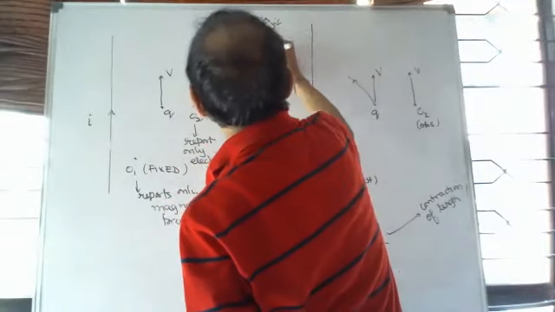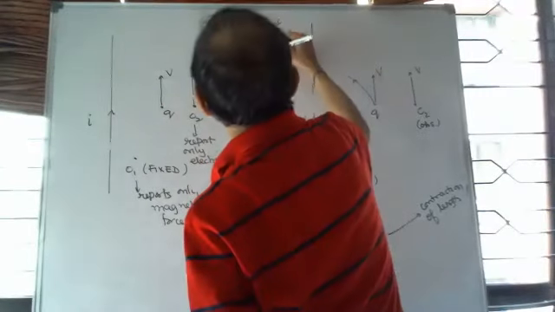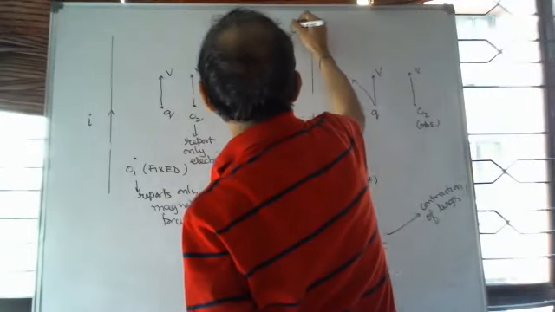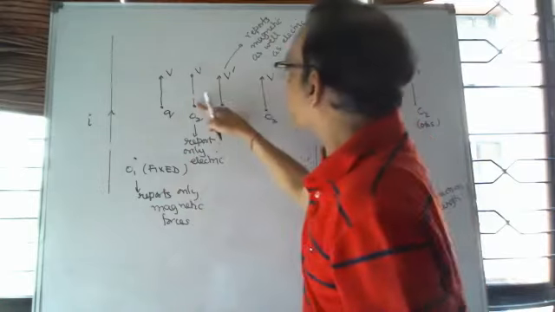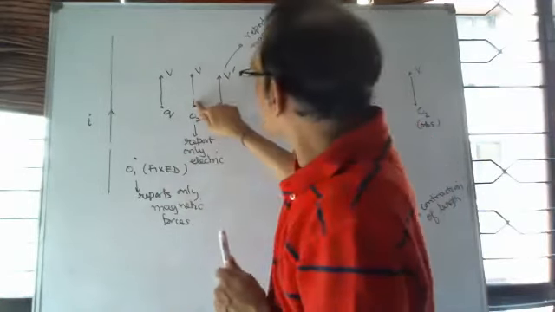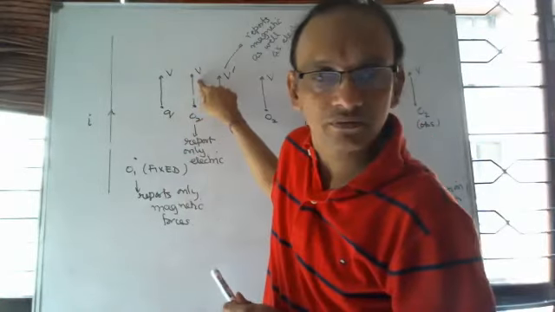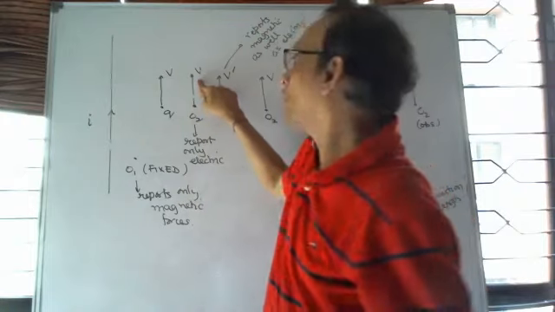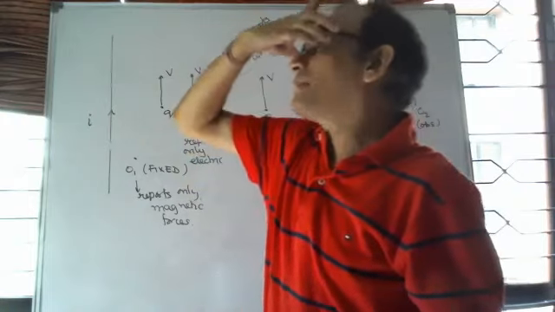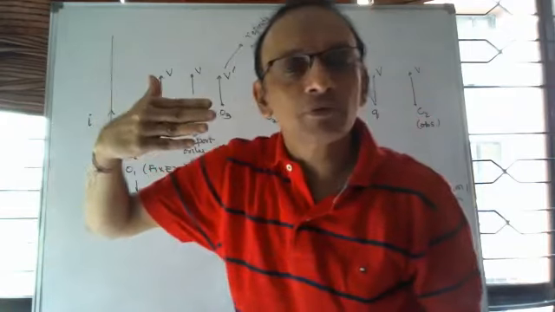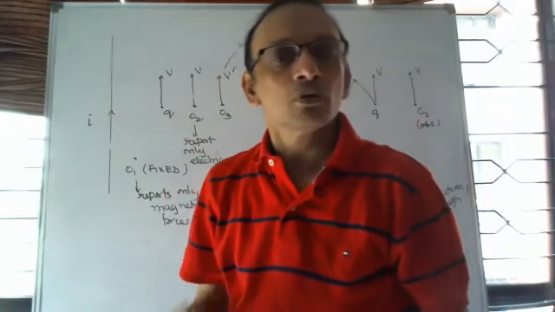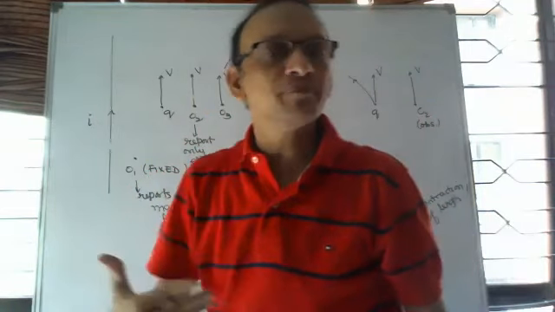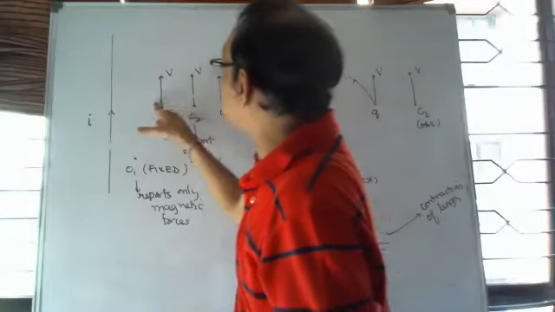Moving with a velocity V. Yes, sir. And magnetic forces are only because of relative motion. If there is no relative motion, there will be no magnetic force. But it still finds that this is deflecting.